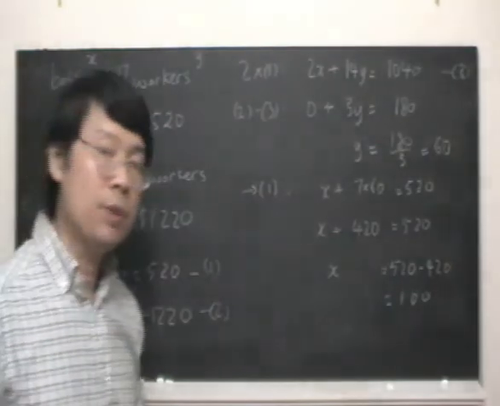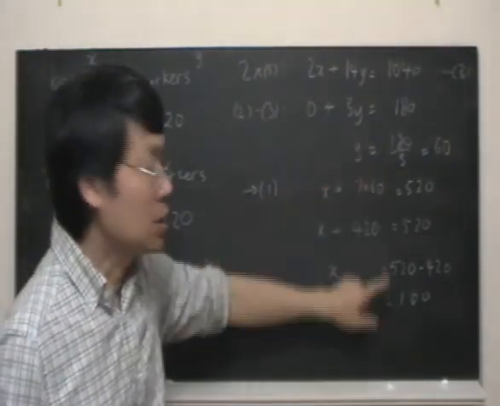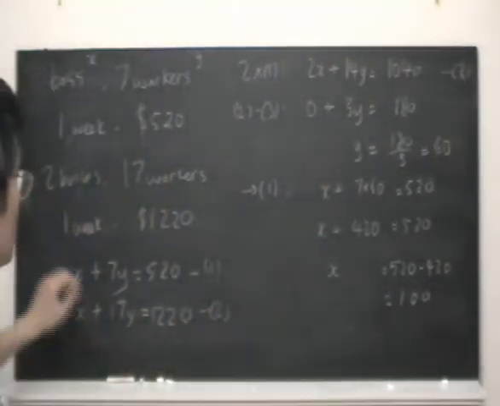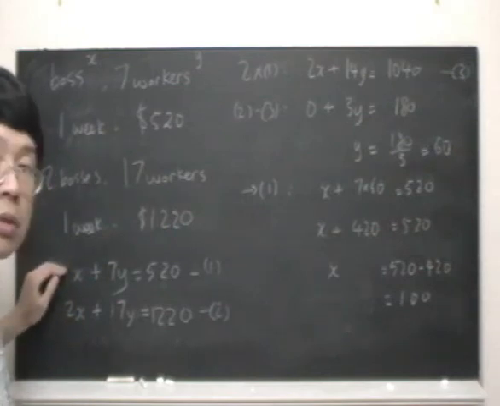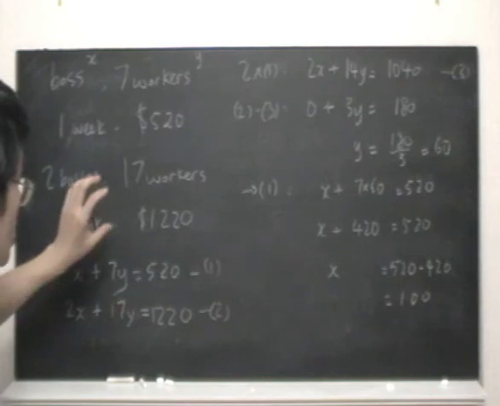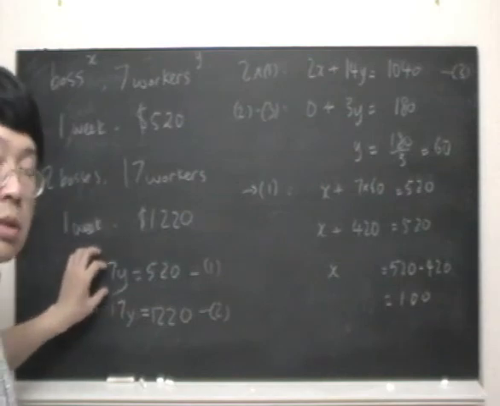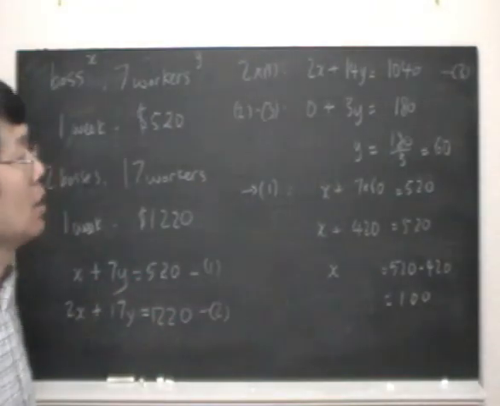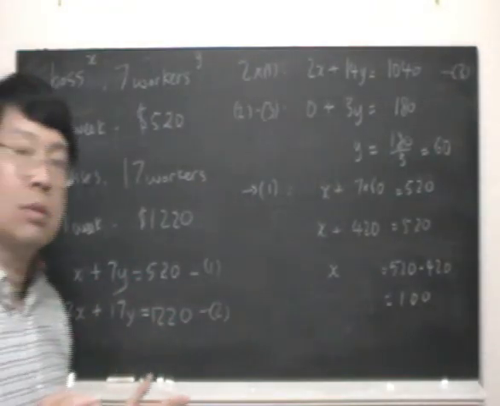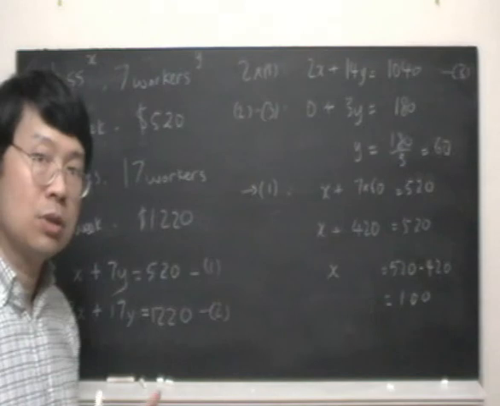And to be very sure, we should substitute these numbers back into the original equations, each of the equations, to check that the left hand side is equal to the right hand side. And once we have done that, we can be sure that we have got the right answer.